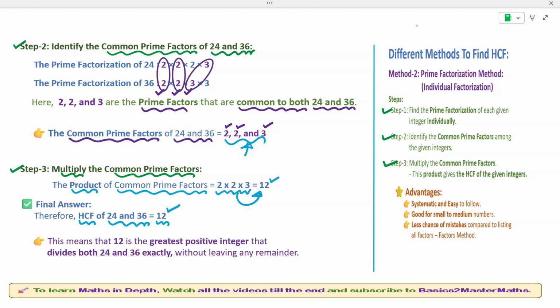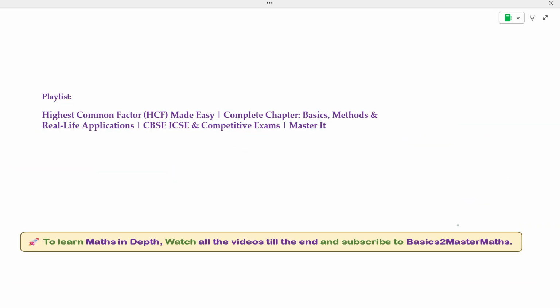This means that 12 is the greatest positive integer that divides both 24 and 36 exactly without leaving any remainder. Got it?